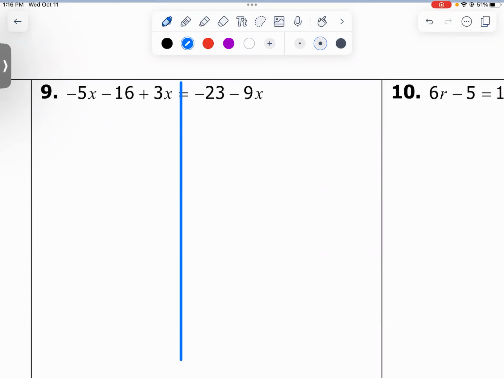Okay. We get to combine the like terms. So do you see parentheses? Oh, man. Okay. So I am not going to worry about distributing because we're not going to need to do it. But we do have some like terms on the left side. So this is what I'm going to do. I'm going to put boxes around my -5x and my +3x, and I'm going to circle my -16. Because on the left side, I have 3 terms. That's more than I need. I need to combine the ones that are alike.